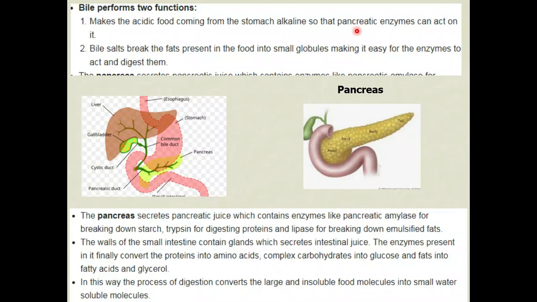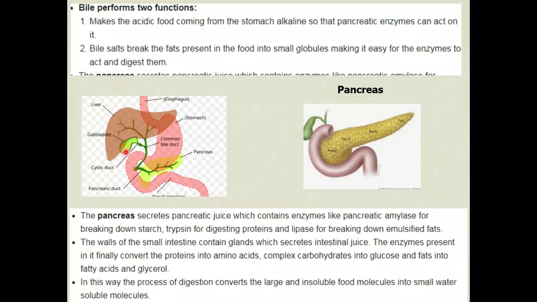So here you should make a note that pancreatic enzymes cannot act if the food is still acidic. So it has to be made into a basic substance. So the bile will be making the acidic food into a basic, that is alkaline. Now the bile salts break the fat present in the food into small globules and make it easier for enzymes to act and digest them.